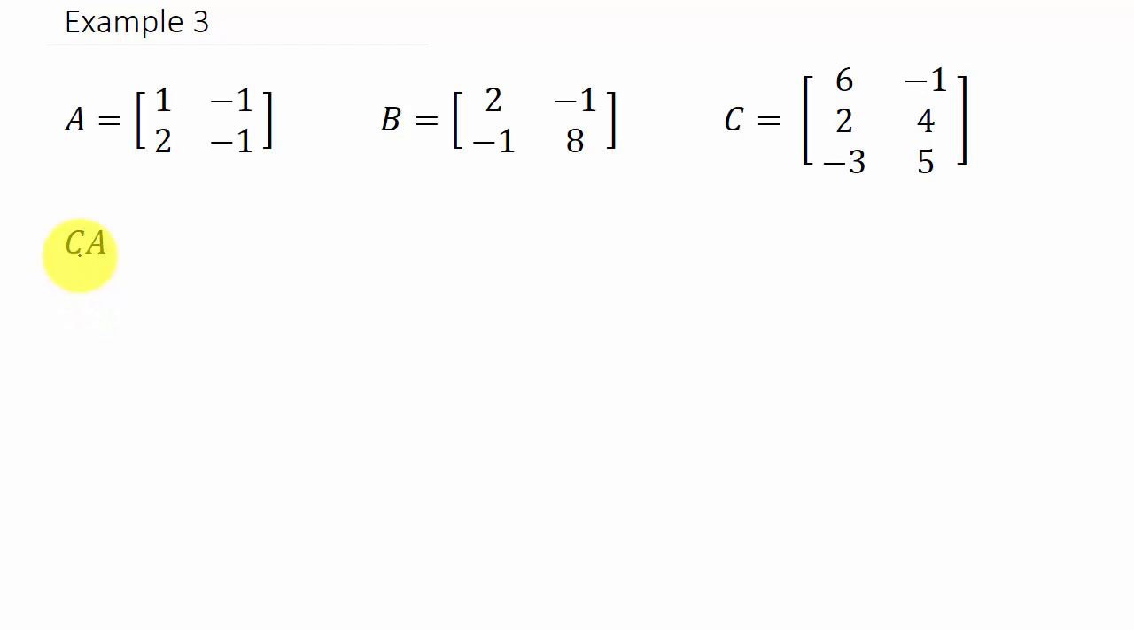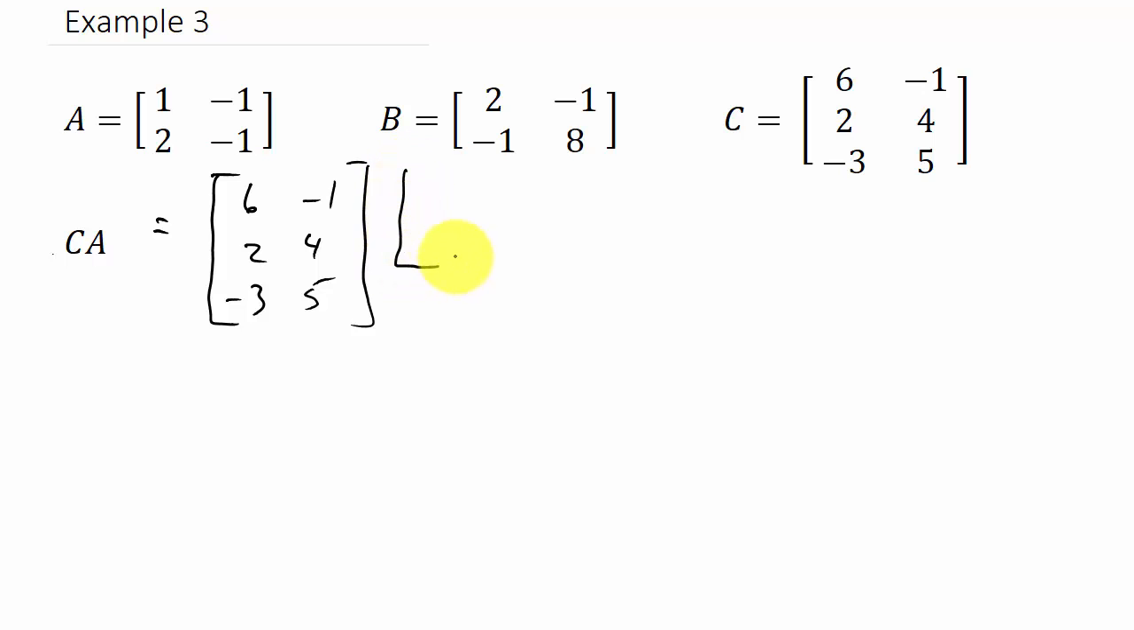Alright, so how about this one? Matrix C times matrix A. Well, let's see what we have here. We've got 6, negative 1, 2, 4, negative 3, 5. And then matrix A is 1, negative 1, 2, negative 1. Alright, so write the dimensions down. This is a 3 by 2. This one is a 2 by 2. Okay, and you can see that the two inside numbers are the same, so that means we can multiply them.